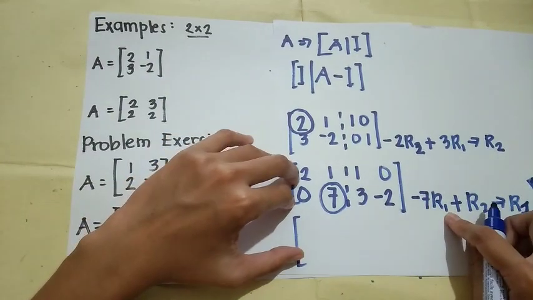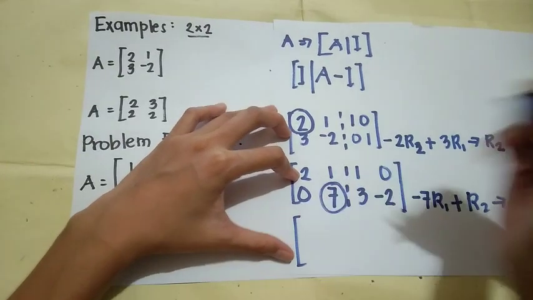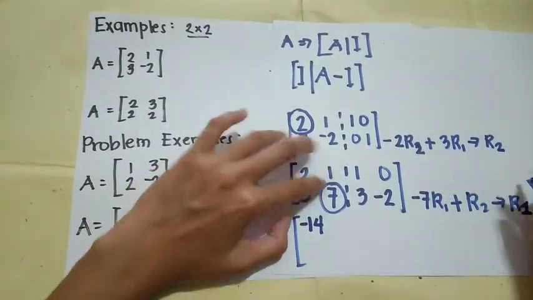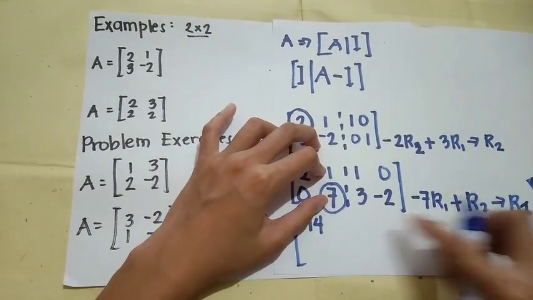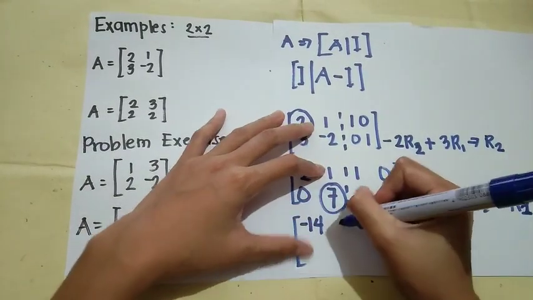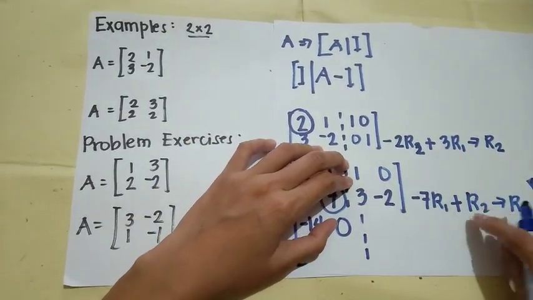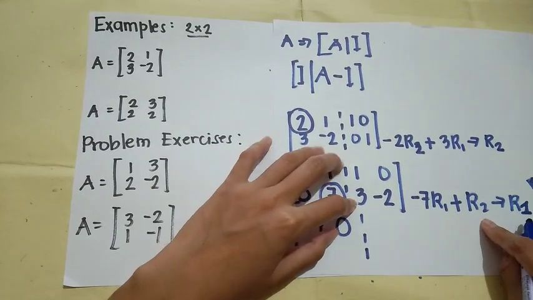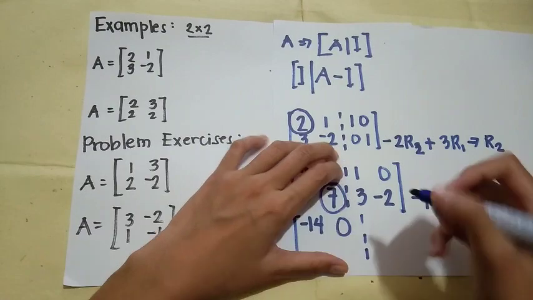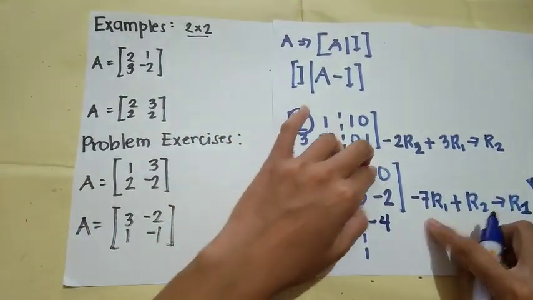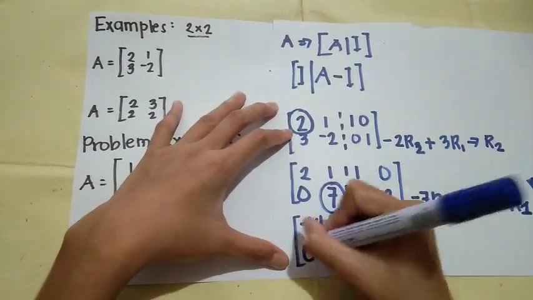So negative 7 R1 is negative 14 R1, plus R2, which is 0, so we're going to have negative 14 as our row 1 here. Negative 7 times 1, which is negative 7, plus R2, we have 3 here. So negative 7 plus 3, we have negative 4. Negative 7 R1 will become 0, and then in R2 we have here negative 2. Copy the second row.